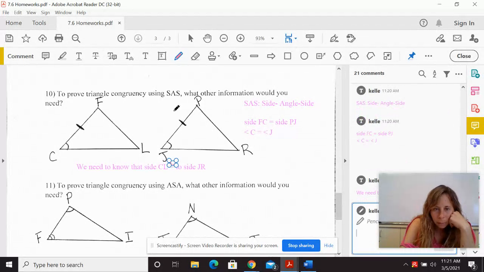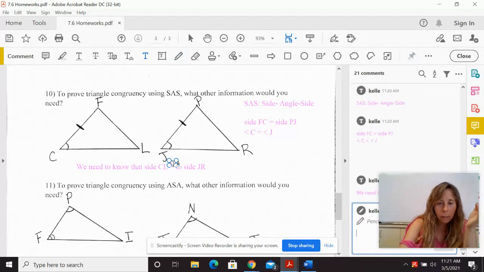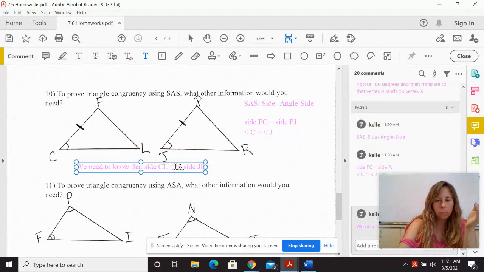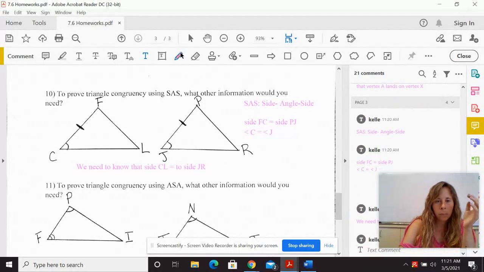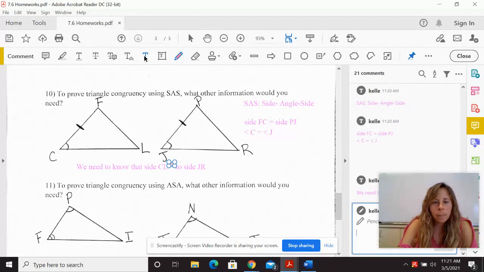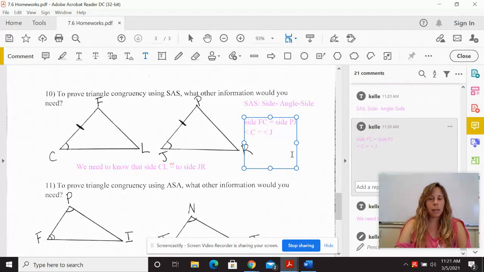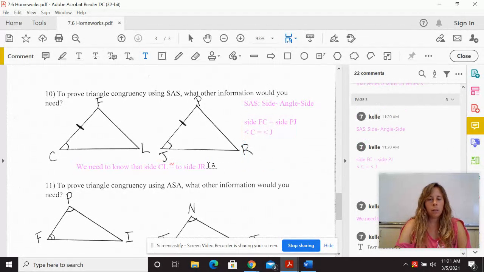Oh yeah, that was bad. Let me try one more time. I don't know why I ever try and just delete. It never lets me. Okay, all right. Okay, that's fine. Oh, that was actually pretty good. Okay, so that's number 10, to use side, angle, side.